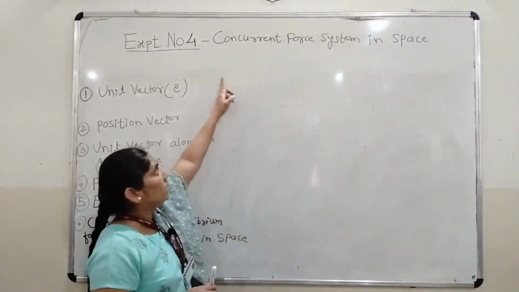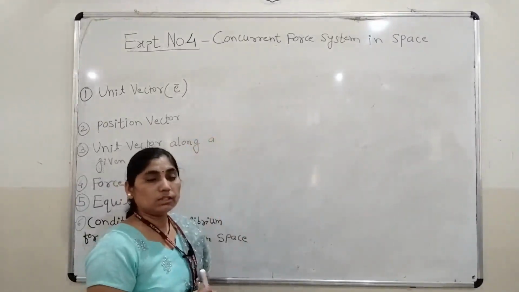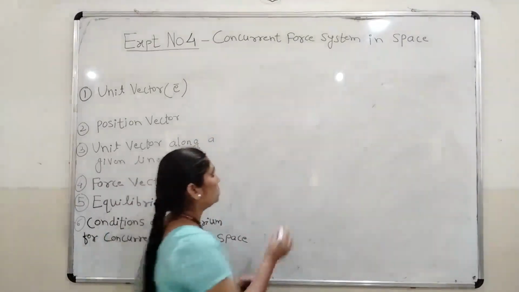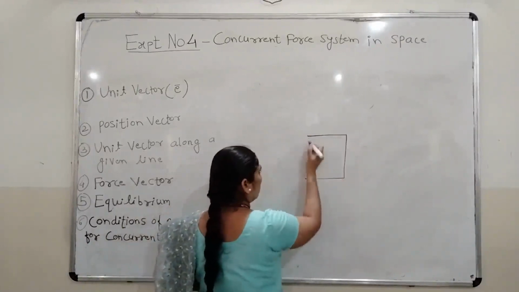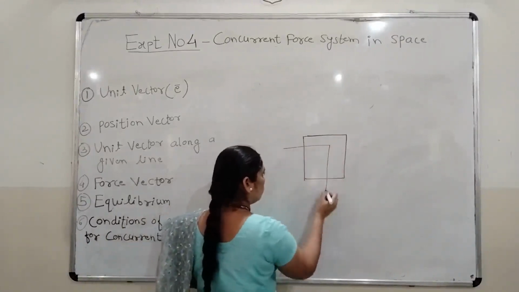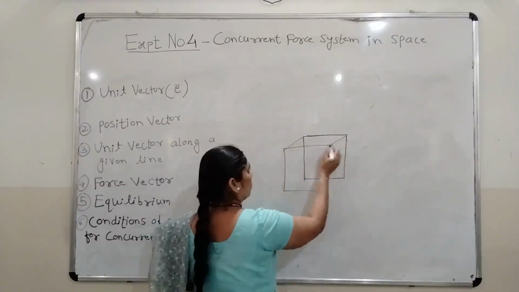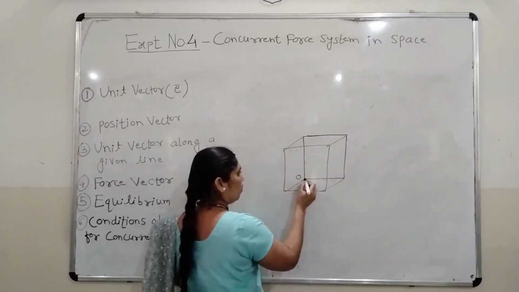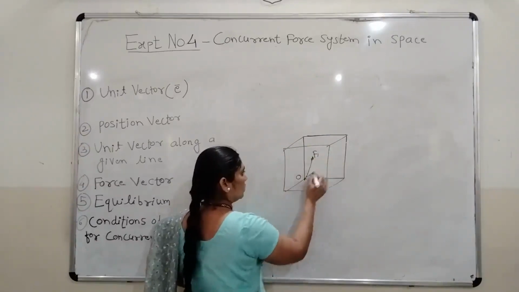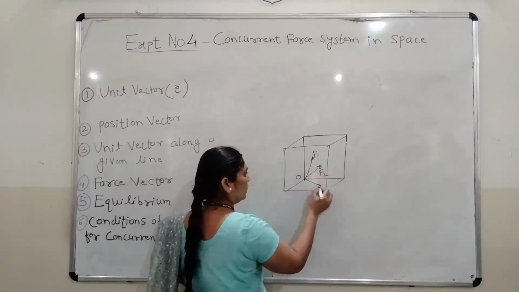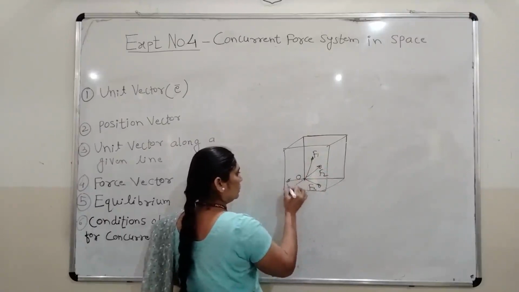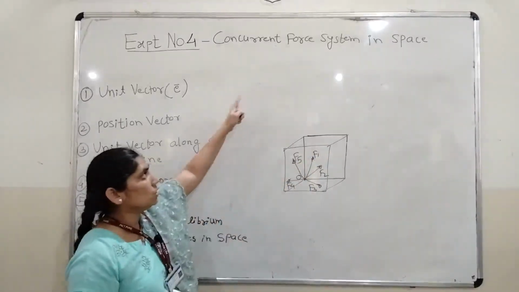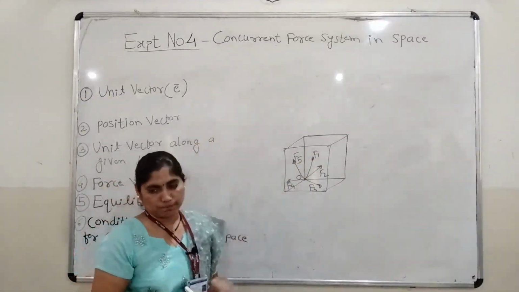Now first we will define what is a concurrent force system in a space or non-coplanar concurrent force system. So in the theory lecture we have discussed a non-coplanar concurrent force system means when there are different planes. Let us say this is point O. At point O, the forces are acting of different magnitude in the different plane. Then this type of force system is called as concurrent force system in space.